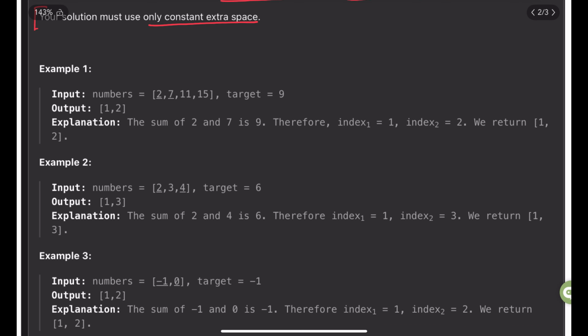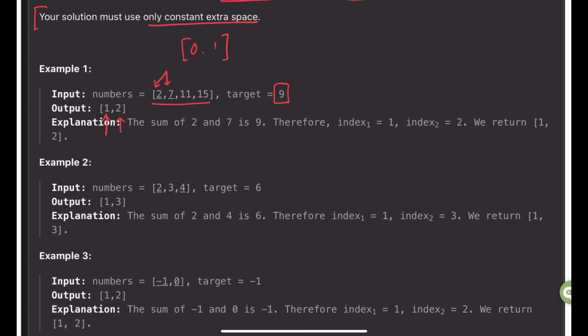Looking at example number 1, the input given is 2, 7, 11 and 15 and the target is 9. There is only one pair giving us the total of 9, which is 2 and 7. Hence the output is 1, 2, which are their corresponding indices because it is one-indexed. If it was a 0-indexed array, the output would be 0, 1.